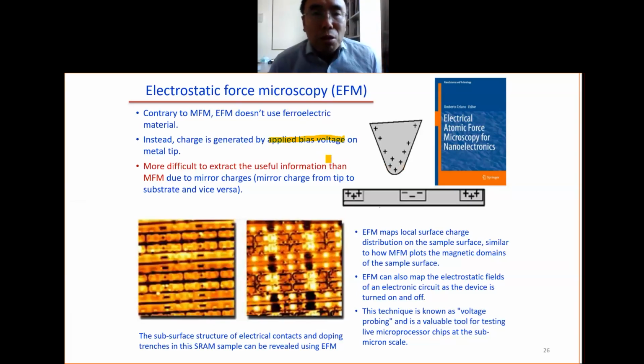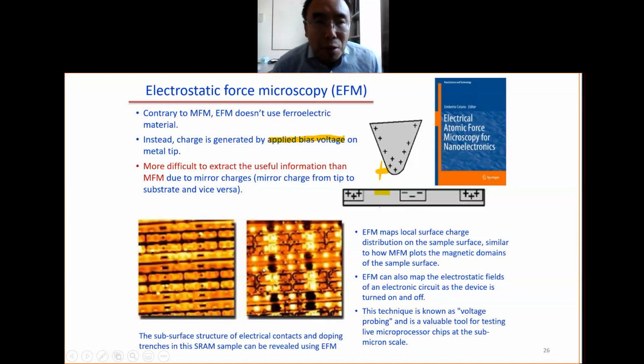But this also gives you trouble. Because the charge can be induced, it's hard to know whether the charge comes from the sample or from the mirror charge. For instance, we have this positive charge here. It will induce some negative charge. This negative charge is called a mirror charge. This charge is because of the positive charge on the tip. So you need to figure out a way to distinguish whether this charge is the mirror charge or is from the sample itself. This makes it more complicated to extract useful information from the image.